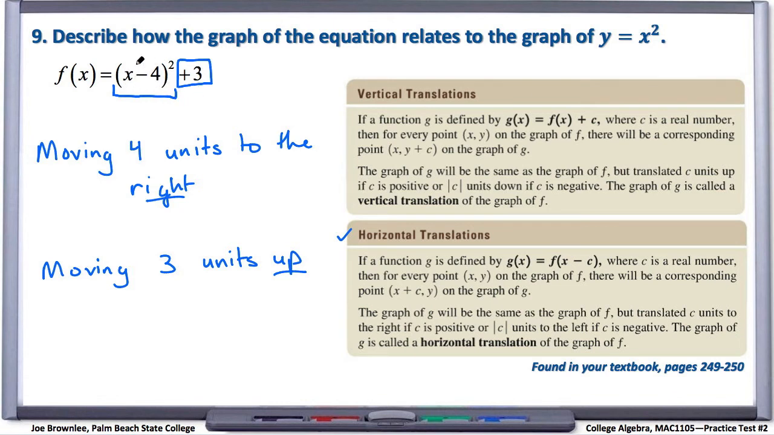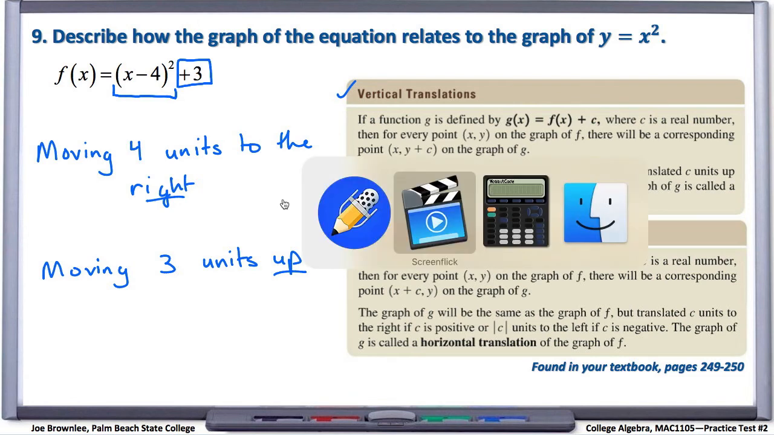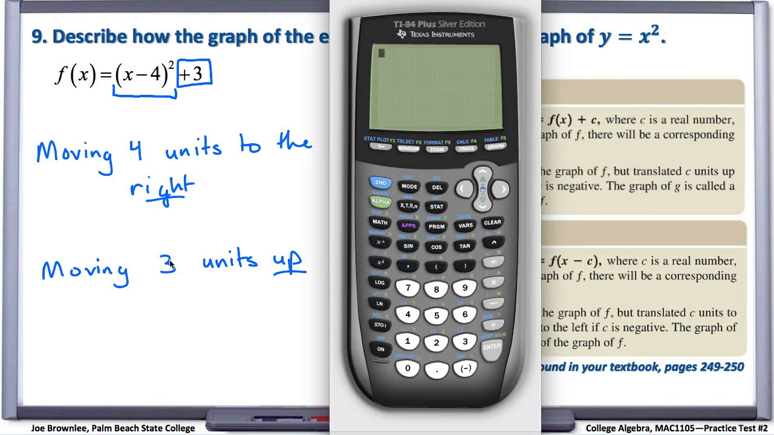If inside the set of parentheses was x plus 8, then we could say that the graph is moving 8 units to the left. All right, so again, for horizontal translations, you do the opposite of what is indicated. And for vertical translations, you actually do what is indicated based on the sign. And just like before, let's go ahead and visually confirm that what we're saying here is true, that in fact we are moving 4 units to the right and 3 units up.